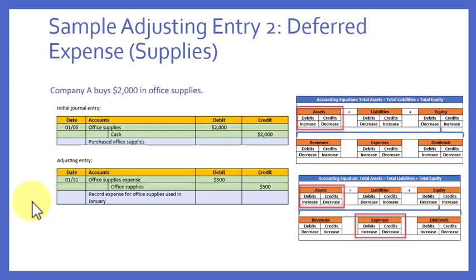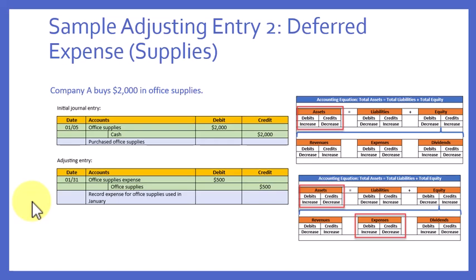Okay, if you started with 2,000, you've only got 1,500 left. You must have used up $500 worth of office supplies. So that's going to be the amount of the adjusting entry. We're going to debit office supplies expense for 500, credit office supplies.